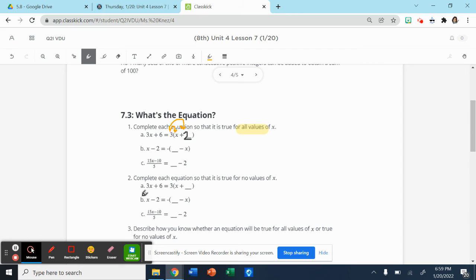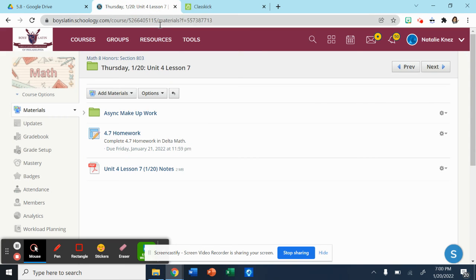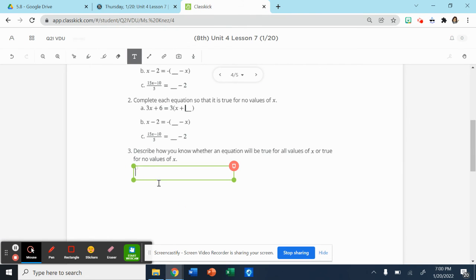Now, in contrast, in question 2, if I put a 1 instead of a 2 in the blank, I know that my equation would never be true, because when I distribute the 3, I end up with 3x + 3. 3x + 3 can never be equal to 3x + 6 because I have the same initial term and a different constant term, or I'm adding a different whole number. Once again, you can always return to the Thursday folder to check your work for B and C, which for the sake of time, I'm not covering in this video.